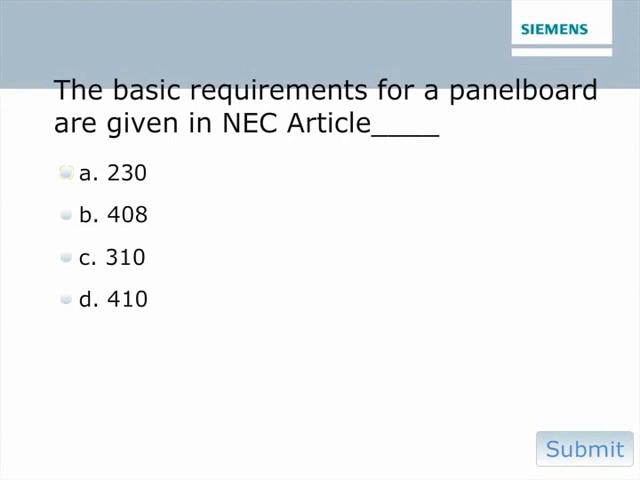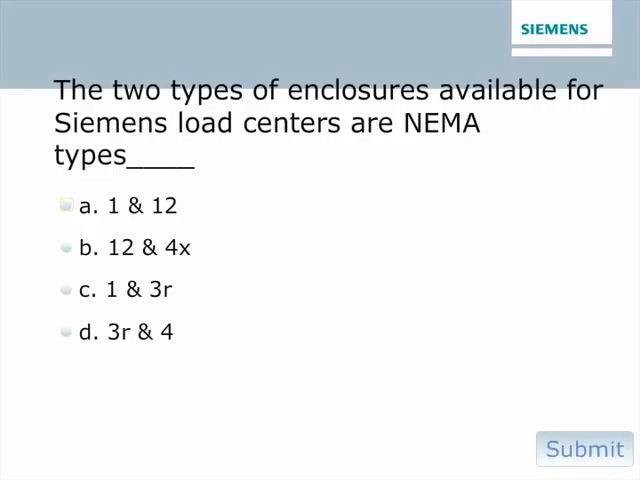The basic requirements for a panel board are given in NEC article. Is it A, 230, B, 408, C, 310, or D, 410? The two types of enclosures available for Siemens load centers are NEMA types A, 1 and 12, B, 12 and 4X, C, 1 and 3R, or D, 3R and 4.